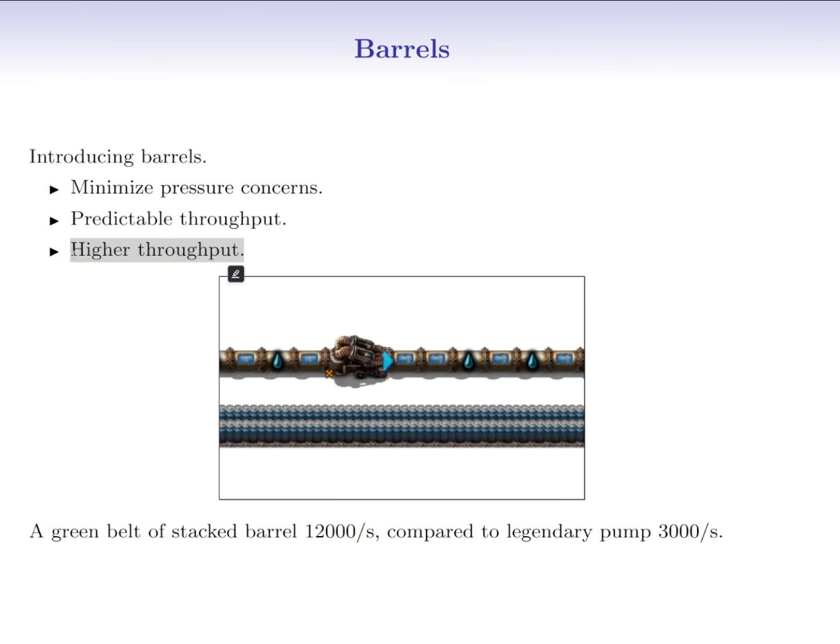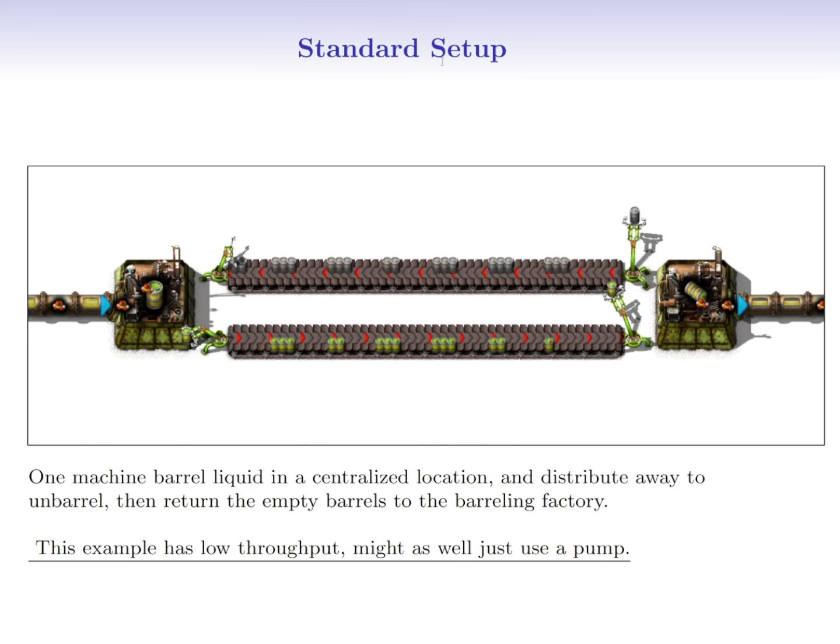And you might get even higher throughput because a green belt of barrel can send 12,000 per second fluid compared to a legendary pumps which can only send 3,000 per second. The downside is, of course, you have to make a bunch of barrels. You have to load and unload, whereas you could have just put 4 legendary pumps here, but I also consider that as very ugly.